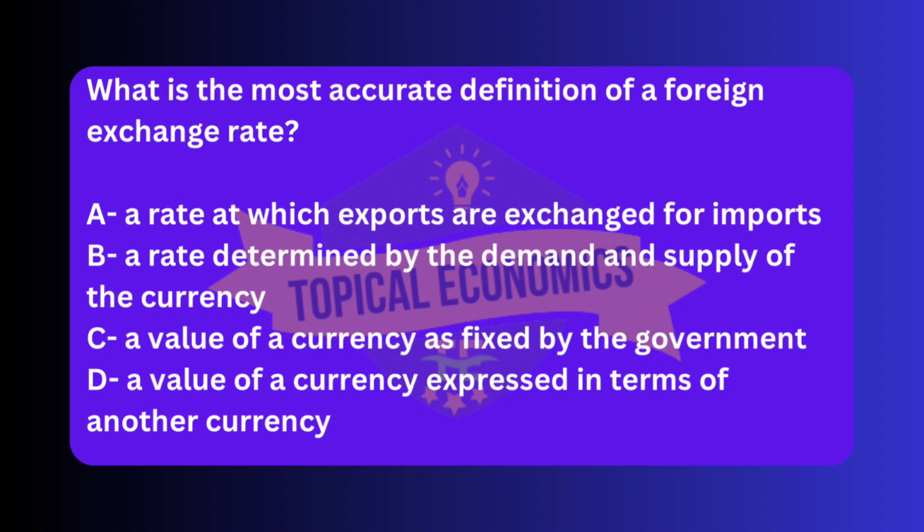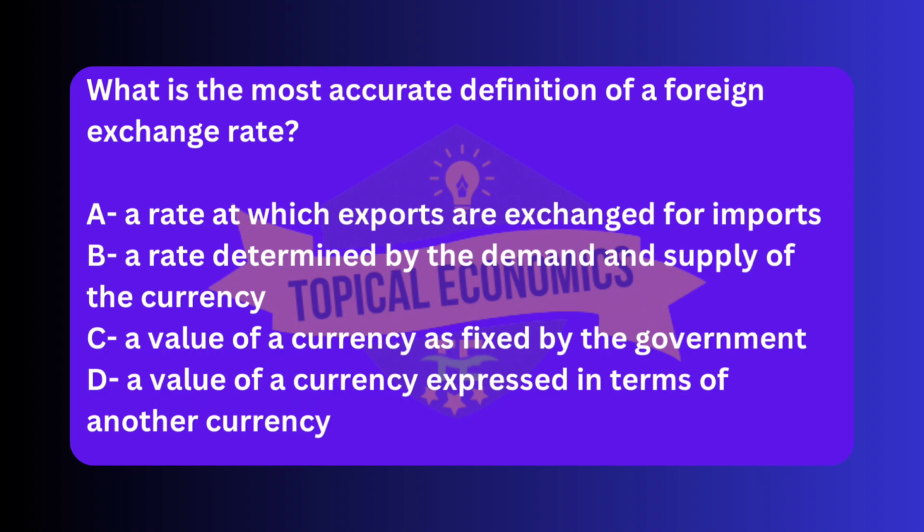Next, option B, a rate determined by the demand and supply of the currency. While the foreign exchange rate can be influenced by the demand and supply of a currency, especially in a floating exchange rate system, this description is not the most accurate or complete definition of the foreign exchange rate itself. The exchange rate is the value of one currency relative to another, regardless of how it is determined.